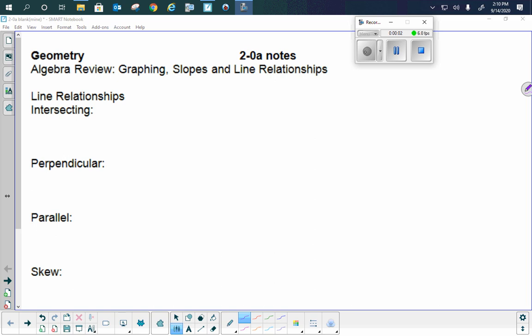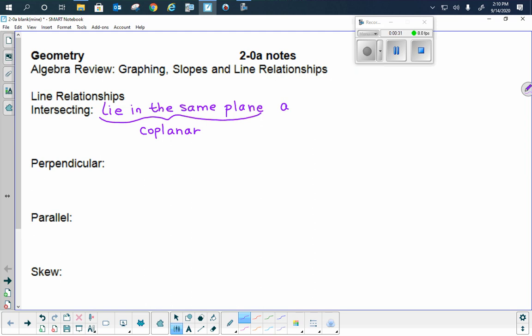All right, in 2.0a, let's look at some line relationships and do some definitions here at the start. So intersecting lines lie in the same plane, and we've had a previous word for that. Remember, a plane is a flat surface that goes on infinitely far in all directions, like the desk, the floor. Anyway, that word is coplanar, okay, that we did last chapter. And then those lines would also intersect.